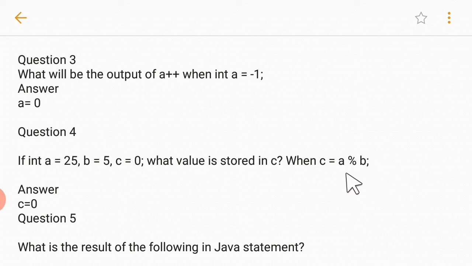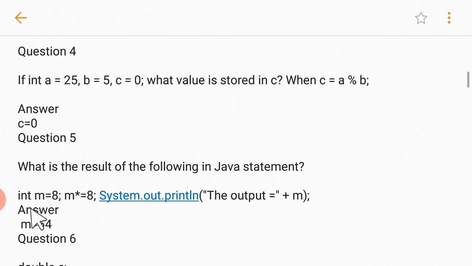Alright. So here when I write A mod B, that simply means A is having 25, so 25 will be here. B will be having 5, so 5 will be here. So 25 is divisible by 5. That means the remainder will be 0. So C will contain what? It will contain 0. So the answer here is 0.